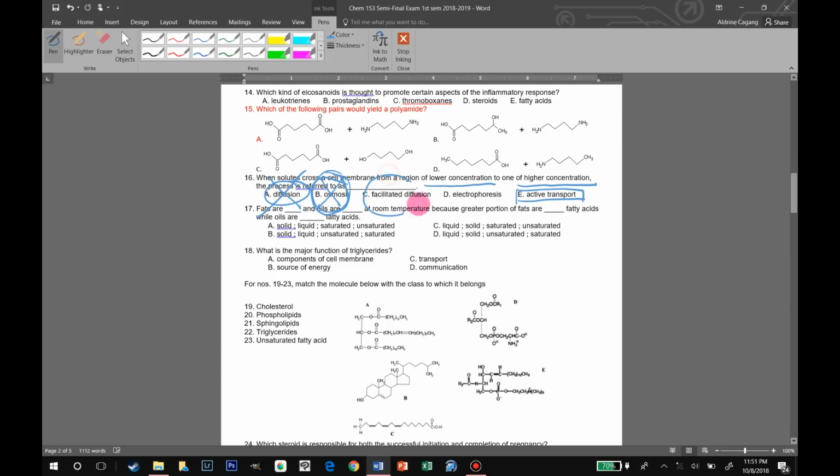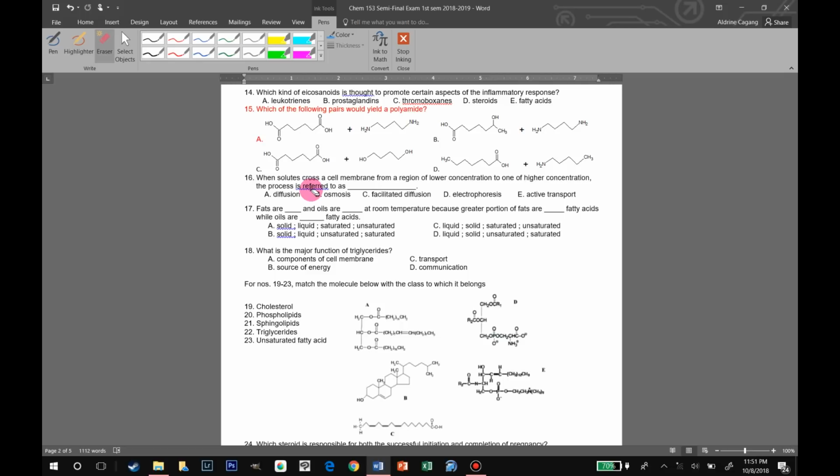Facilitated diffusion, as I've mentioned in the previous question, is going to be the same with diffusion, but the difference is that for this one, this involves the use of your transport proteins that are embedded in your plasma membrane. Letter D, electrophoresis. I don't think I've discussed electrophoresis, but seems like a wrong answer. So letter E is correct. Active transport.